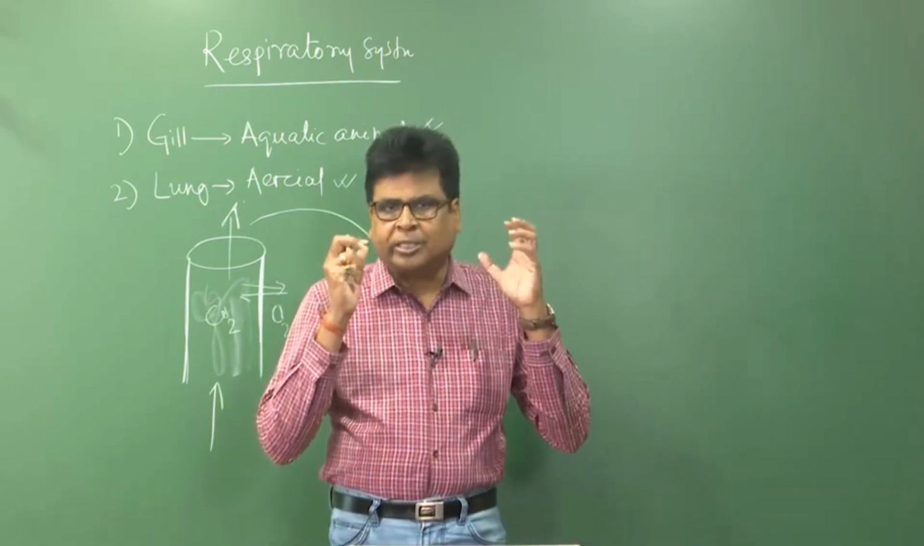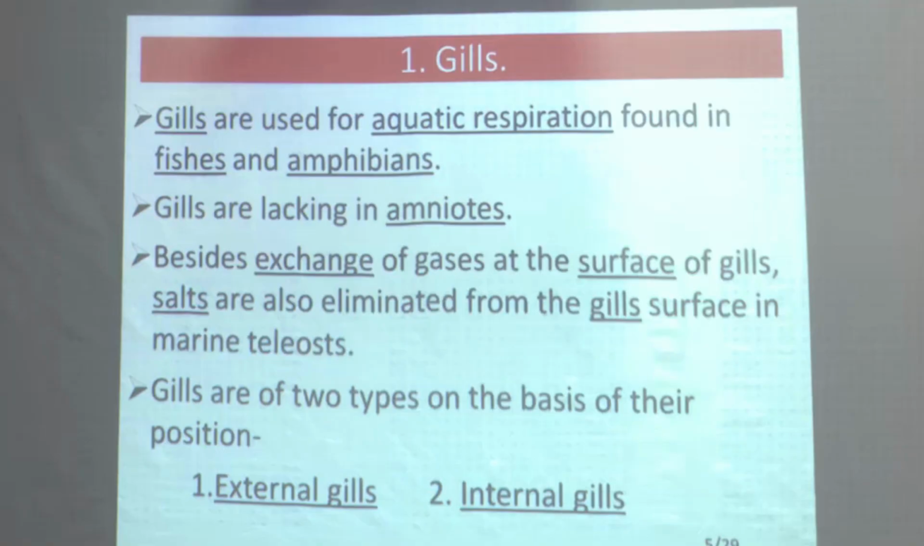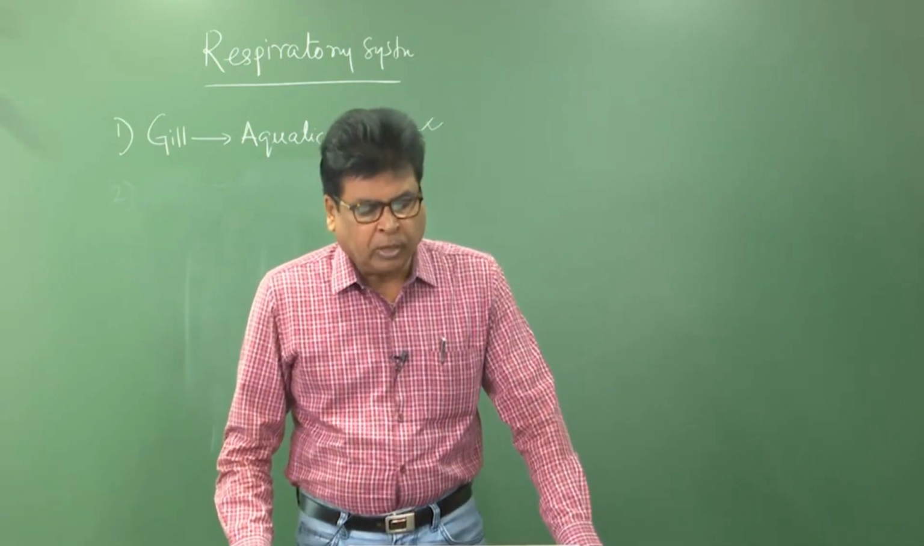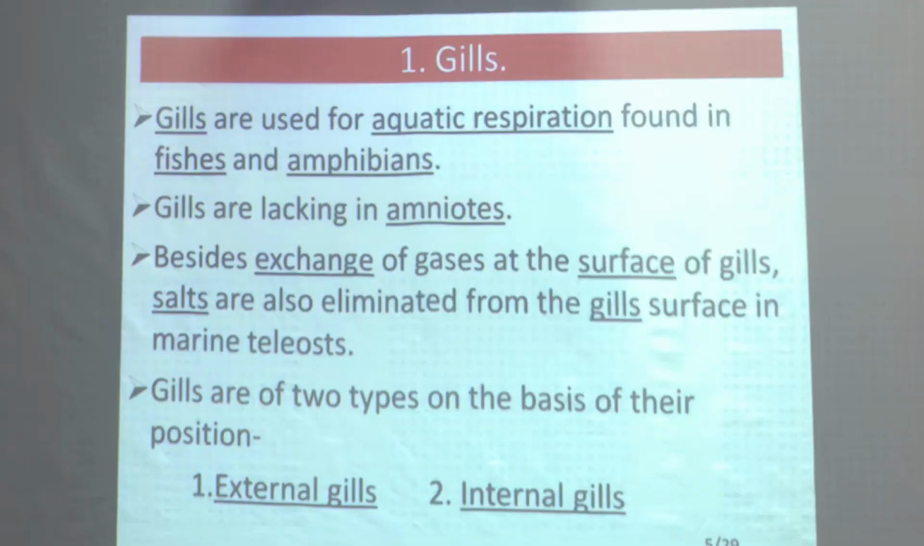Now let us discuss the organ for respiration, that is first gill. So we shall now discuss detail about the gills. Okay. So I have told you that gill is the organ for respiration in case of aquatic animal. So gills are used for aquatic respiration found in fishes and amphibians.